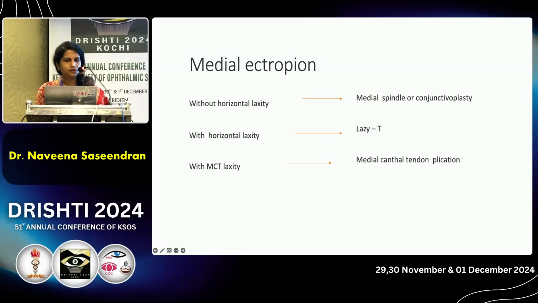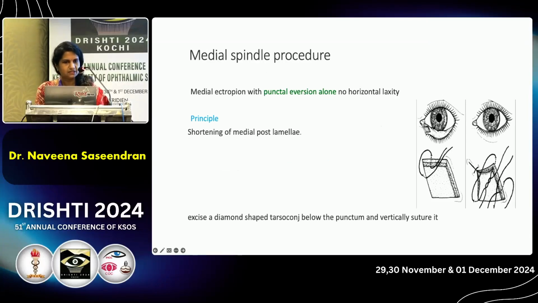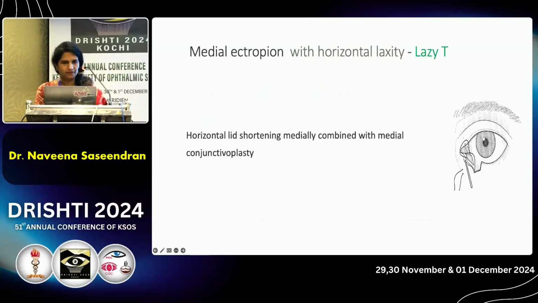Now medial ectropion can be either punctal eversion alone, or it can be associated with medial horizontal laxity, or it can be medial canthal tendon laxity. If it is a punctal eversion alone, it can be managed by excising a diamond shaped tarsoconjunctiva below the punctum and suturing it vertically, which will invert the lid. So thereby we are shortening the medial posterior lamellae.